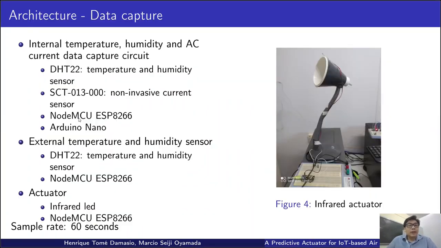The sensors are built using the Arduino and the NodeMCU platform. Temperature and humidity are collected using the DHT sensor and the current using the SCT sensor. We also developed an actuator circuit in order to send the commands to the air conditioner unit using an infrared LED.